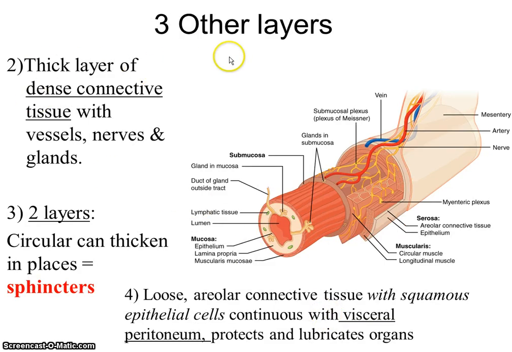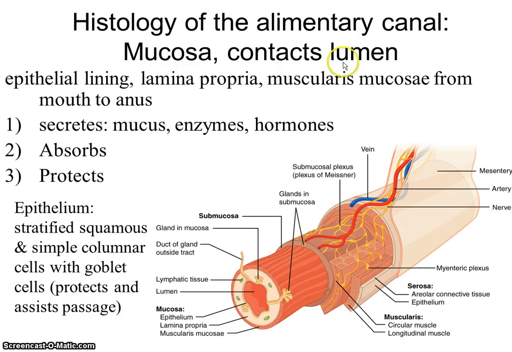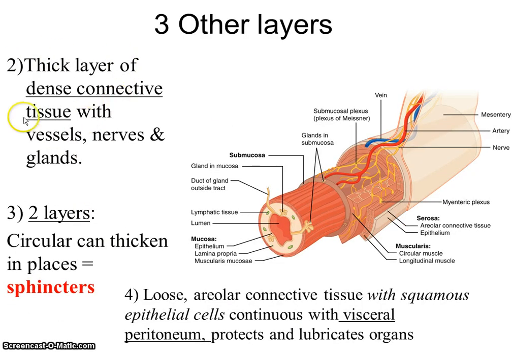All right, so that previous slide was looking specifically at the epithelium and what it does. So here's our thick layer, the submucosa, dense connective tissue with vessels, nerves, glands, right? The muscularis, 2 layers. In the circular layer, shown here, that encircles the tube, we get thickening, where it becomes thicker in places, and those are then called sphincters. And you have a number of sphincters throughout the tract. Sphincters work like the valves did in the cardiovascular system. They control movement and allow movement. And then that outer serosa is loose areolar connective tissue, right? And it's continuous with visceral peritoneum, which is a serous membrane, hence the name serosa.